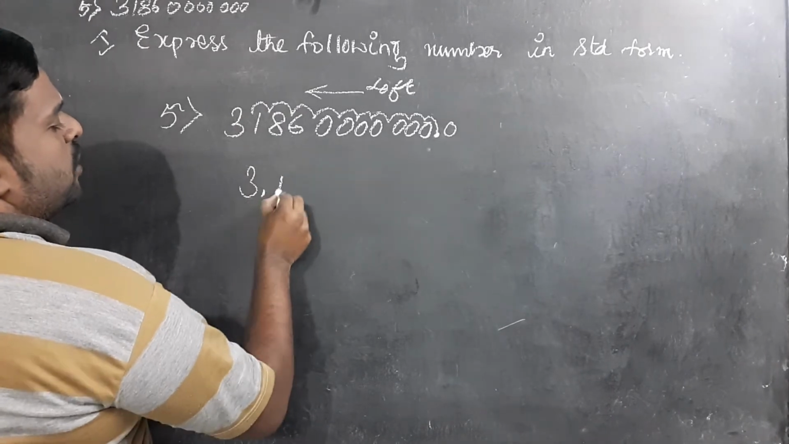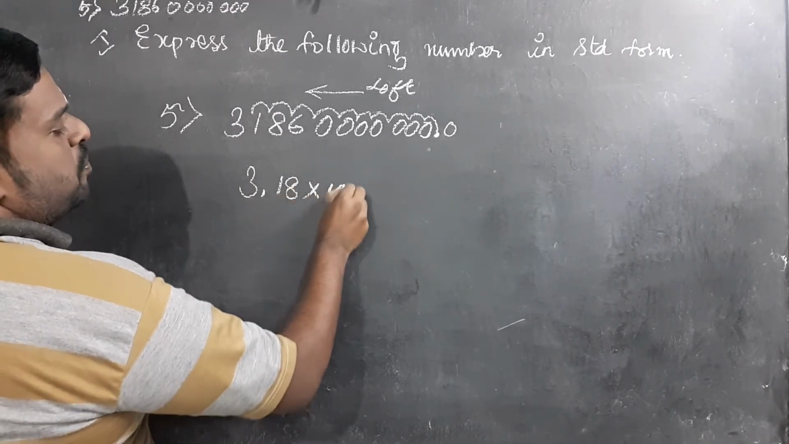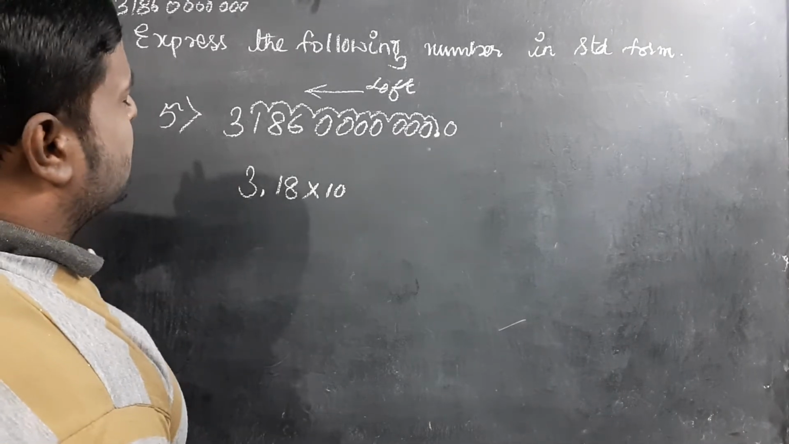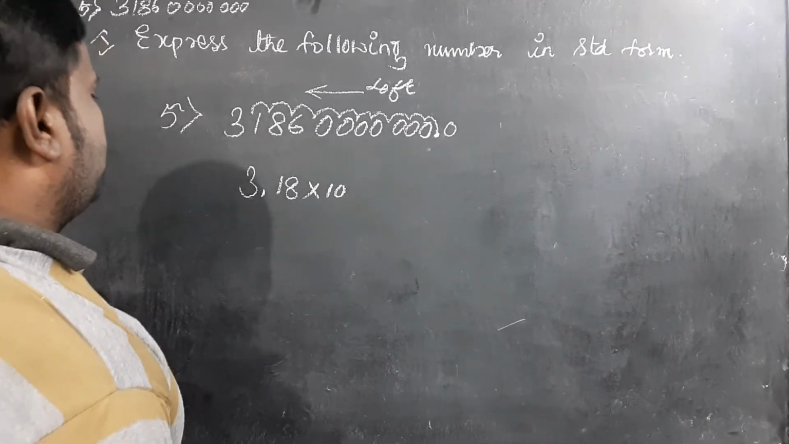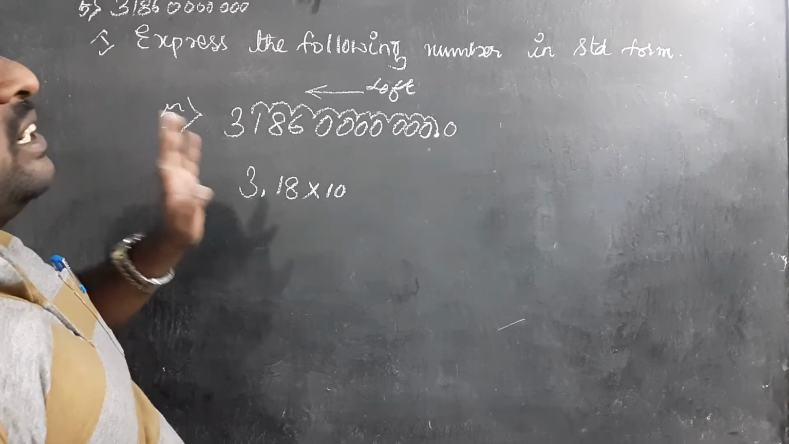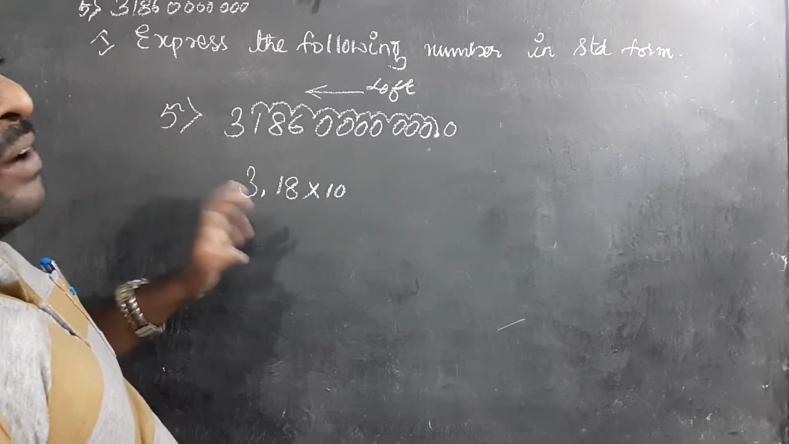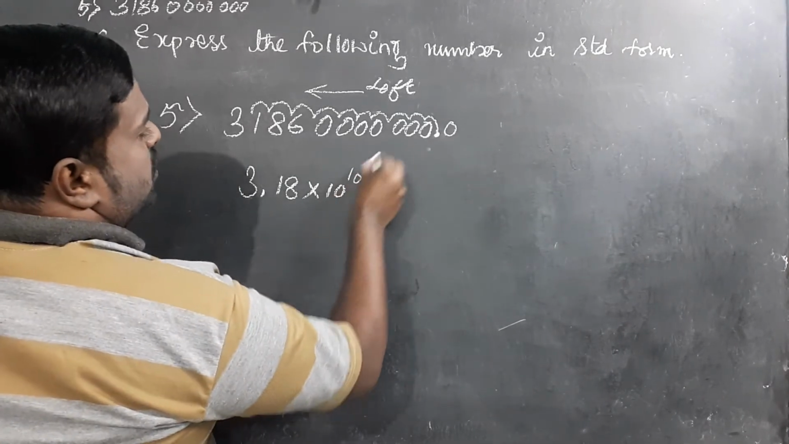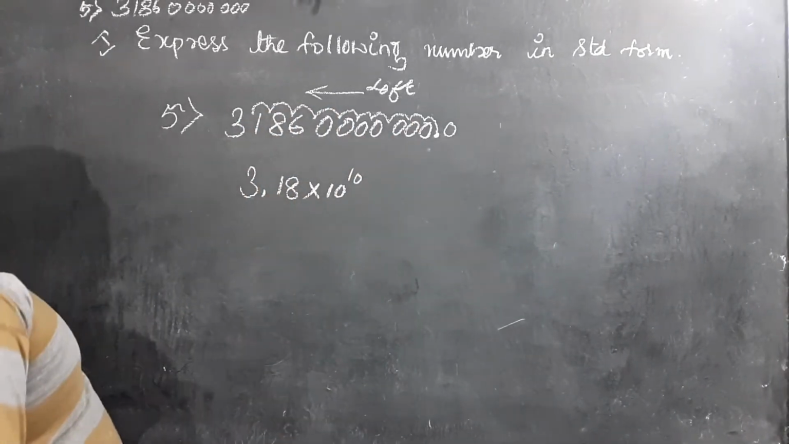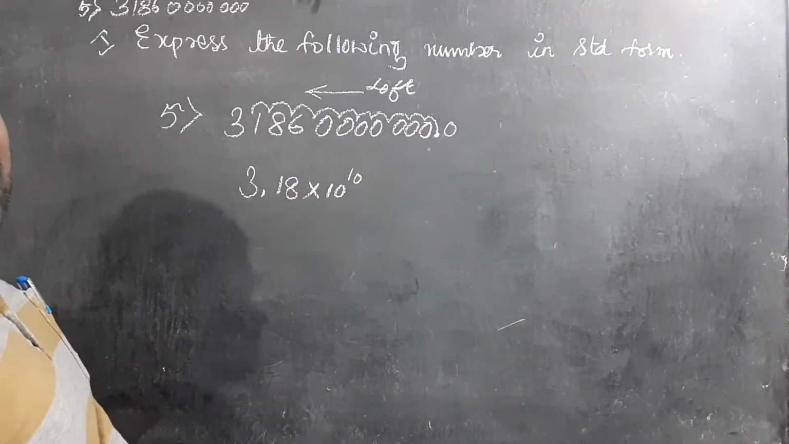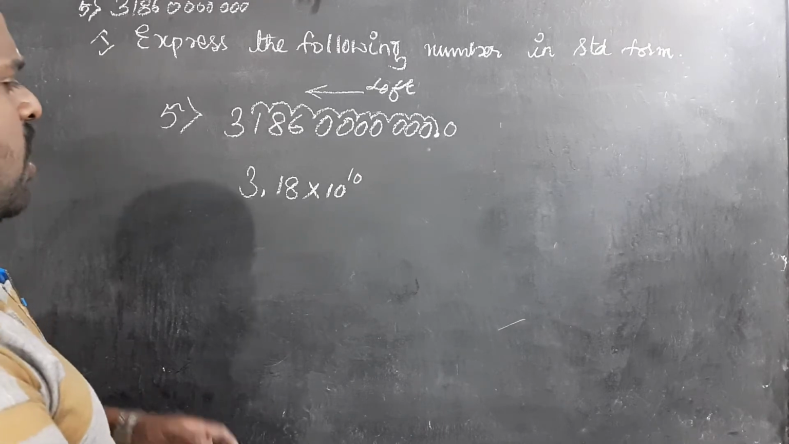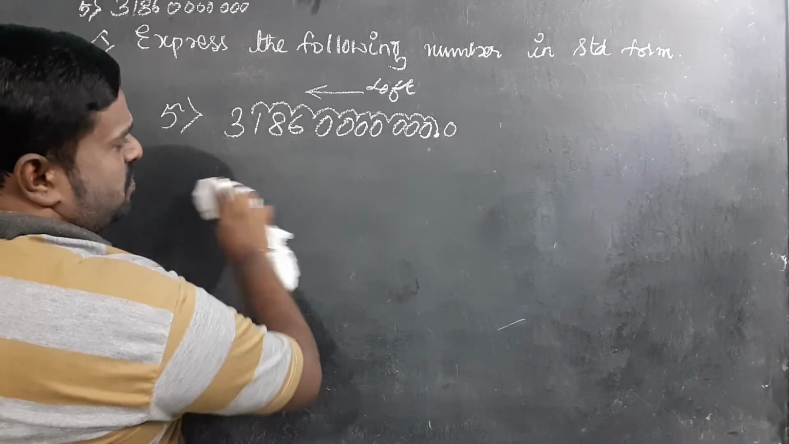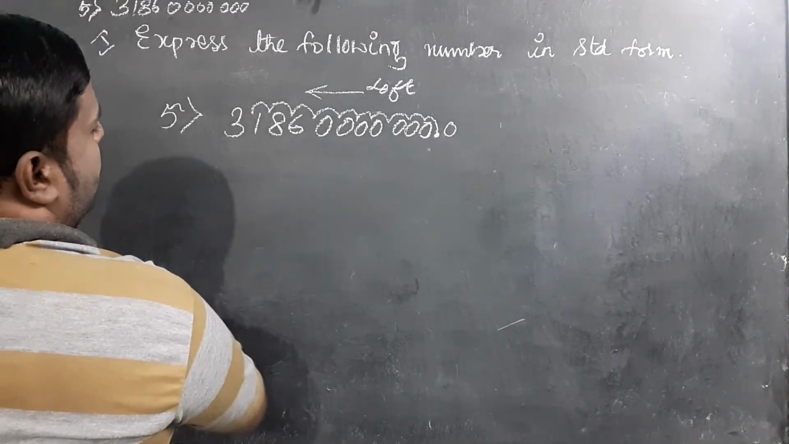So 3.18 into 10 to the power. And I told you very clearly, when I'm moving towards left, keep it in mind, always you will get a positive power of 10. So this is plus 10. You have moved 10 places. So we call it plus 10. Okay, got the value here. You are able to do in this way, or now look here.